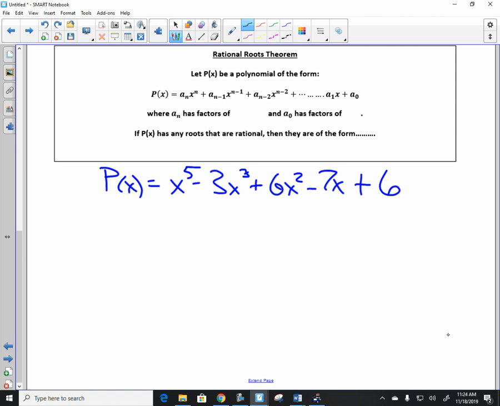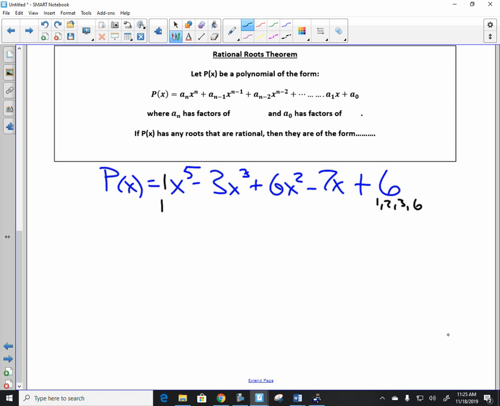We use the rational roots theorem. It's super easy. Let me show you how it works. What are factors of 6? What are factors of 1? It turns out that if there are rational solutions, they are these numbers divided by these numbers, plus or minus. I'll show you. It's super easy.